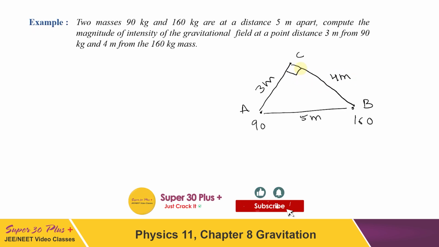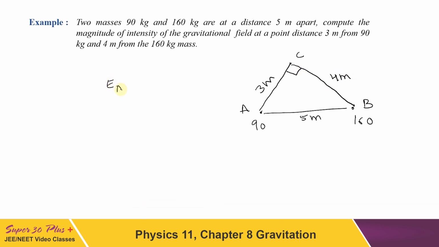So let us consider the magnitude of intensity at point C due to A first. So it has to be equal to E due to A. What should be its direction? It has to be along CA. Its magnitude will be equal to Gm upon R square. So this is G into 90 upon the distance given, which is 3, so 9 here. What about the intensity due to B? It has to be equal to G, this time mass is 160, so 160 upon square of 4, which is 16. And what is its direction? It has to be along BC.